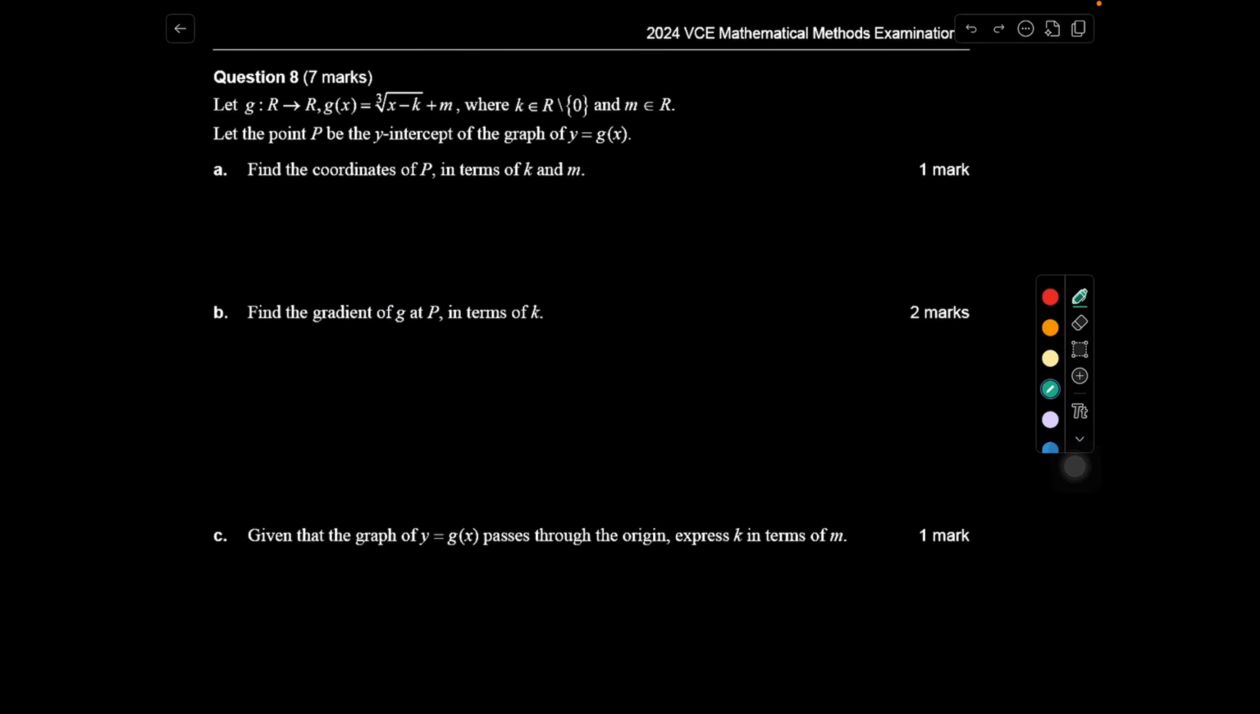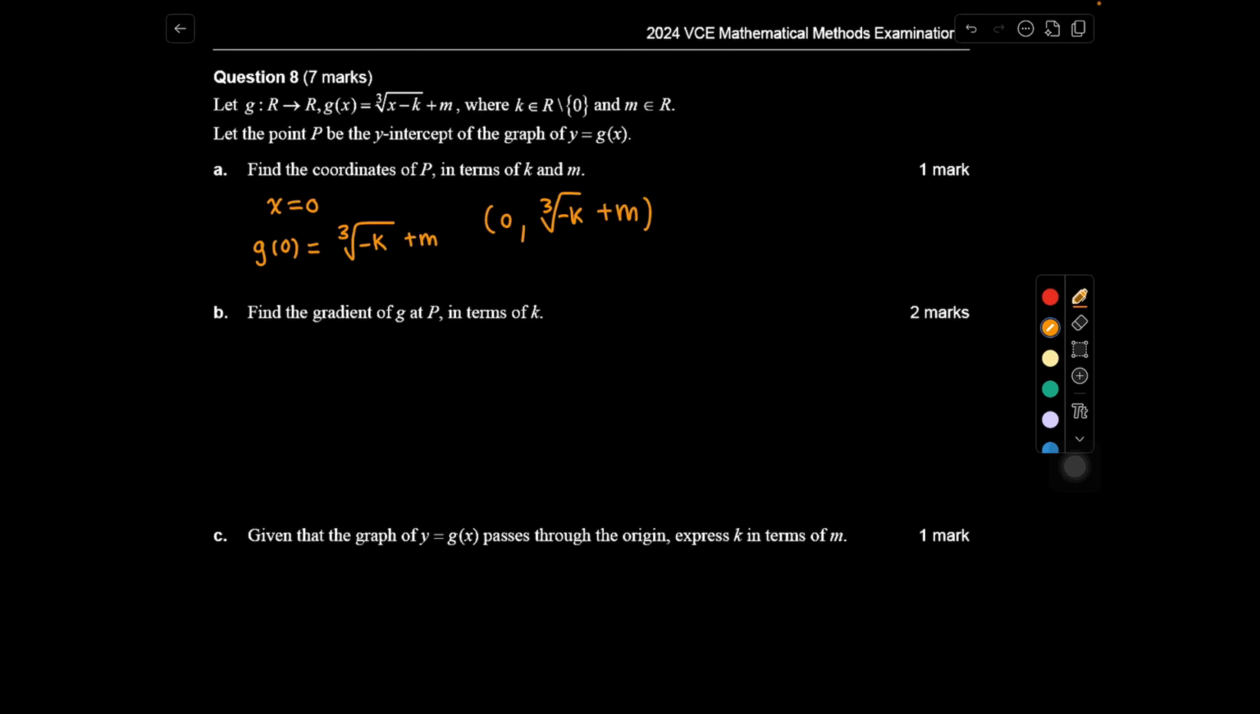So in this question it says let point P be the y-intercept of the graph. And then here it just says find the coordinates of P. So the y-intercept happens at x equals 0. All we need to do is just sub in 0. And that gets us the cube root of -k plus m. So our coordinate of P is going to be 0, comma, cube root of -k plus m.